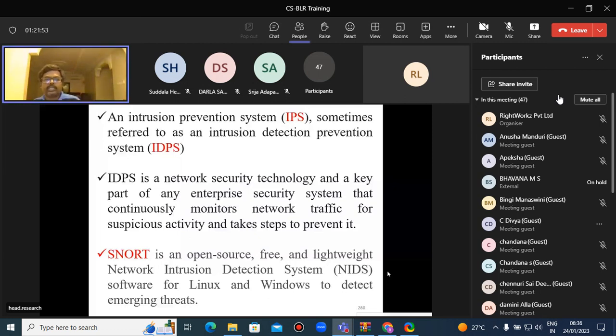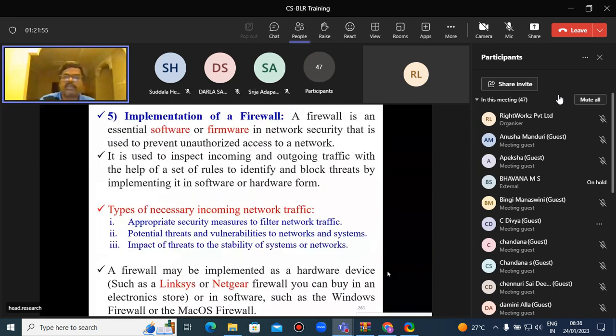Then the fifth one is implementation of a firewall. A firewall is essential software or firmware in network security that is used to prevent unauthorized access to your network. It is used to inspect incoming and outgoing traffic with the help of a set of rules to identify and block threats, by implementing it in software or hardware form.